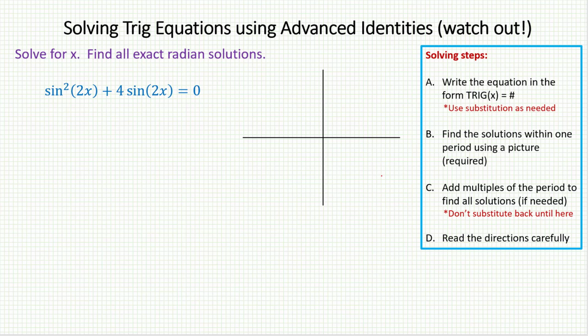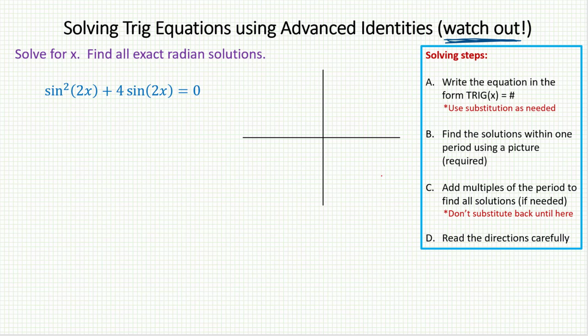Solving trig equations using advanced identities. Now this problem is definitely in the watch out category. Just because there are identities that can be used in an equation doesn't necessarily mean that that's the best way to go. For example, in this problem, you might be looking at this sine 2x thinking, oh, there's an identity for that. We should get rid of that and replace sine 2x with the identity. Well, that is not the best way to go in this problem at all.